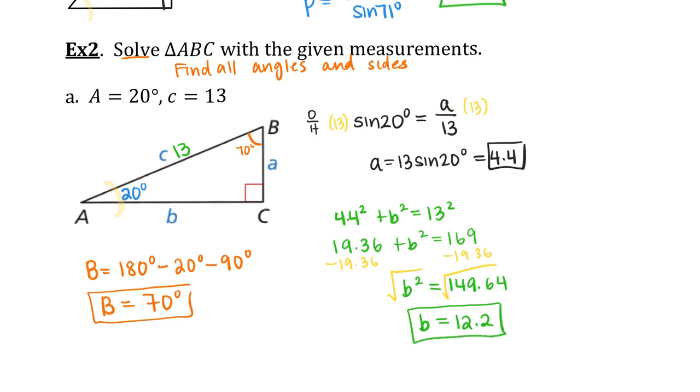Then just glance, make sure it's reasonable. The picture's not accurate, but this could be 12.2. The hypotenuse is longer, it's 13. Now, if you look at this amount of work, this looks fine, this is a good way to do it. But again, I could have done cosine of 20 is b over 13 and got the same exact answer. So whichever method you prefer is fine.